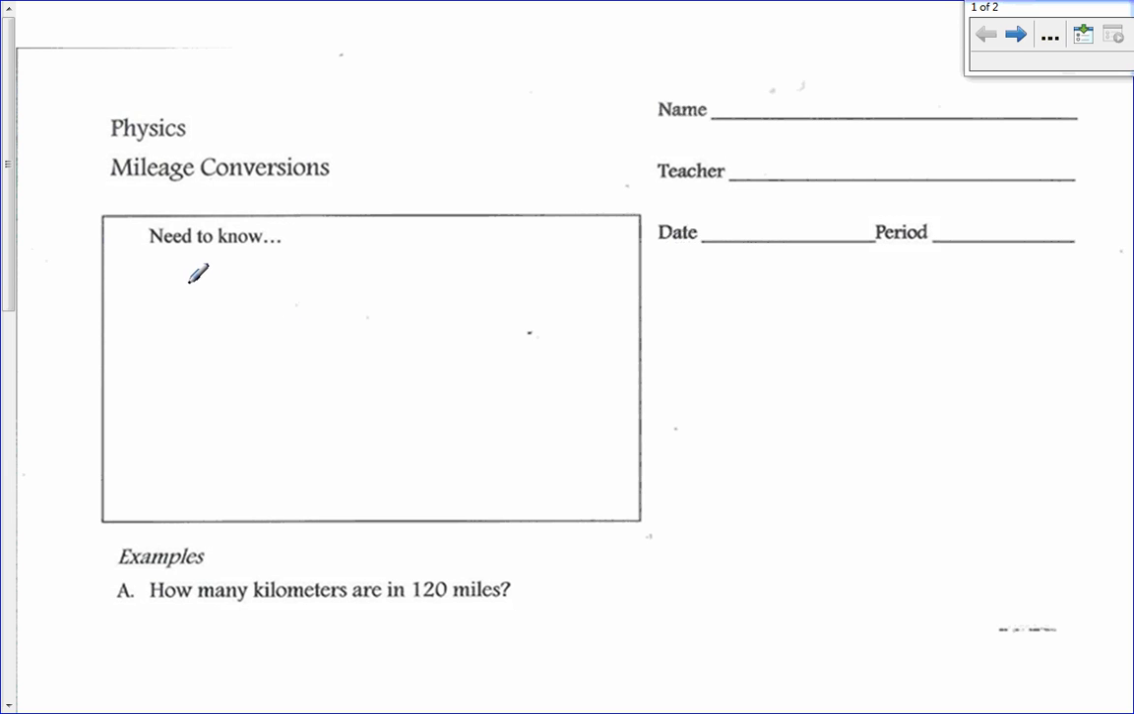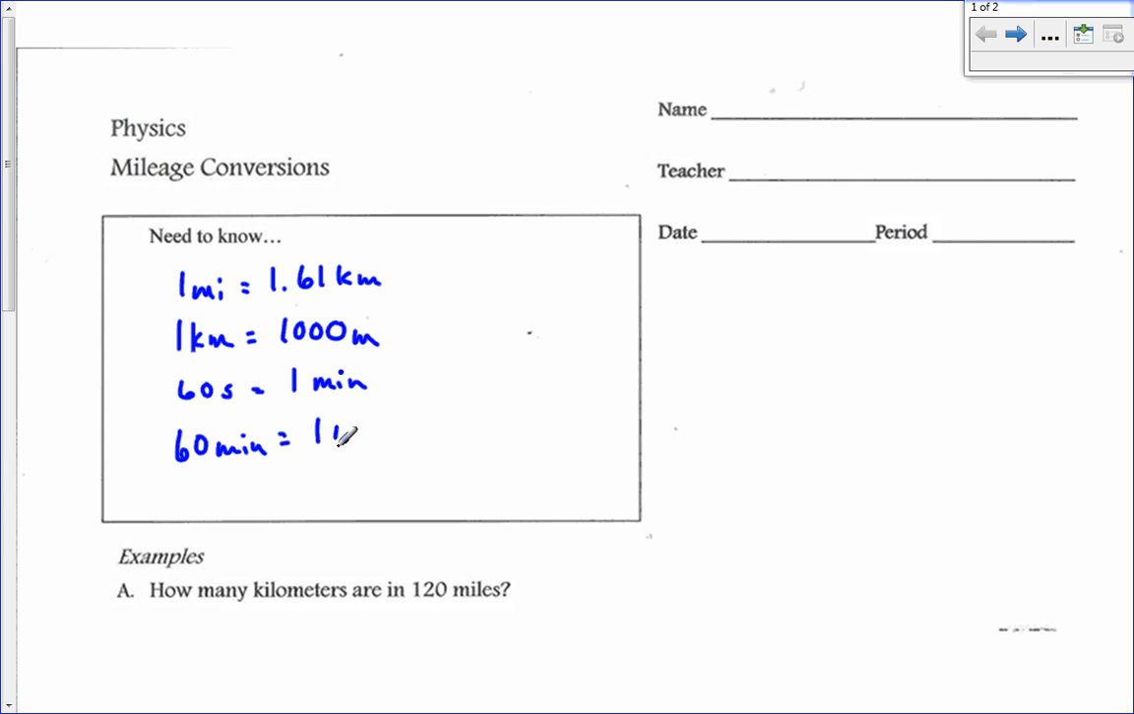These are equalities. First one is 1 mile is equal to 1.61 kilometers. And the next one that we have is 1 kilometer is equal to 1,000 meters. You also need to know that 60 seconds is equal to 1 minute, and 60 minutes is equal to 1 hour.